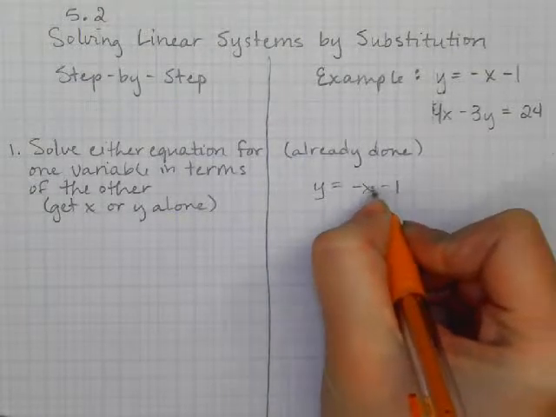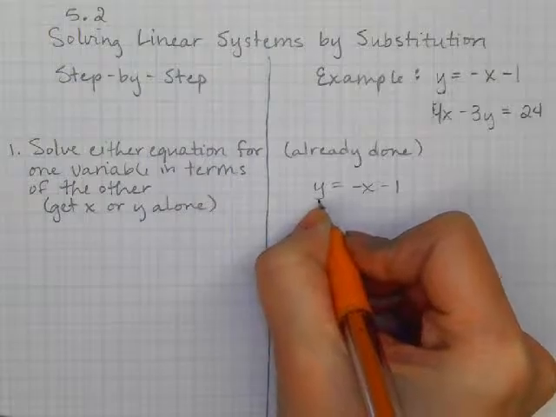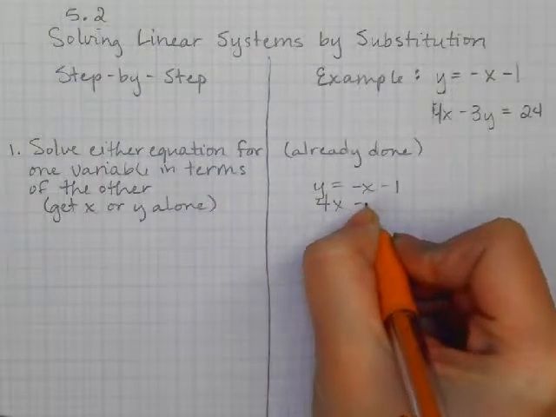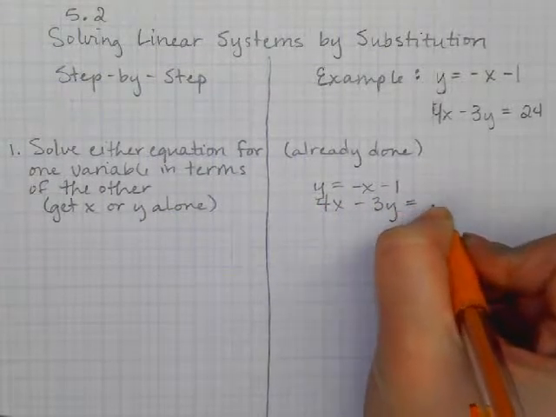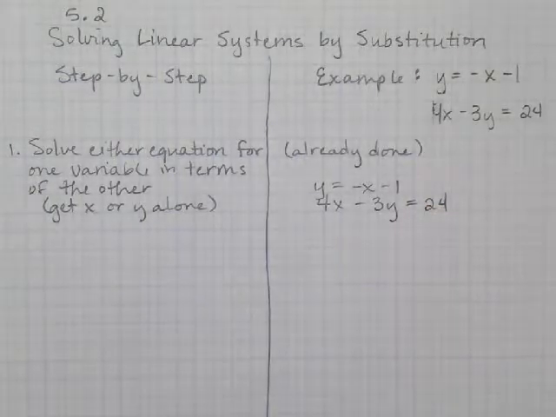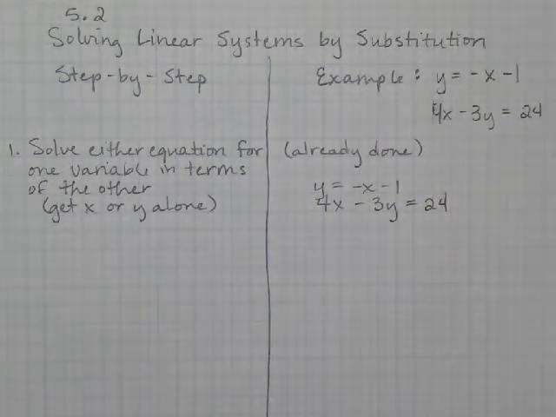The next step is to substitute the expression that you got alone into the other equation. So in this first equation, I know that y equals negative x minus 1. So I'm going to take this whole expression and I'm going to substitute it in for y in the other equation.